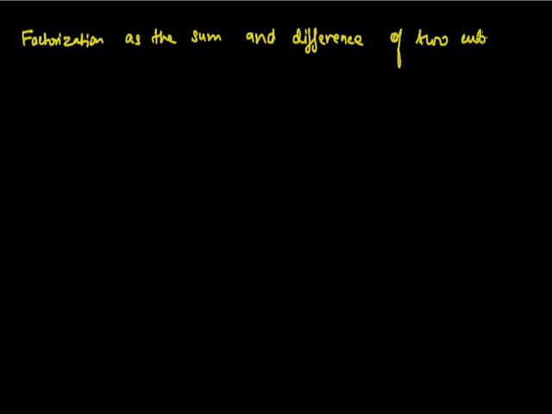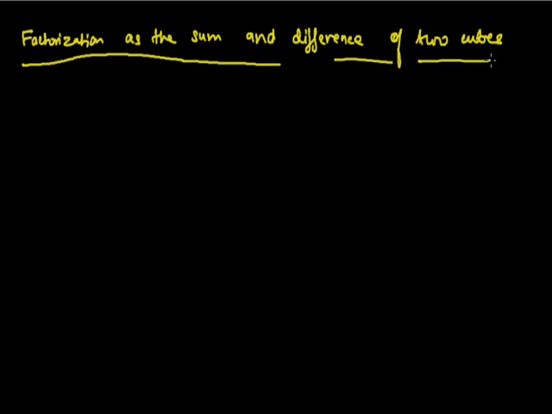Hello students, so we'll continue the chapter polynomials, and in polynomials we were studying about factorization. So now today we'll see one more method of doing the factorization, that is factorization as the sum and difference of two cubes. So this is another method of doing the factorization of the sum and difference of the cubes.